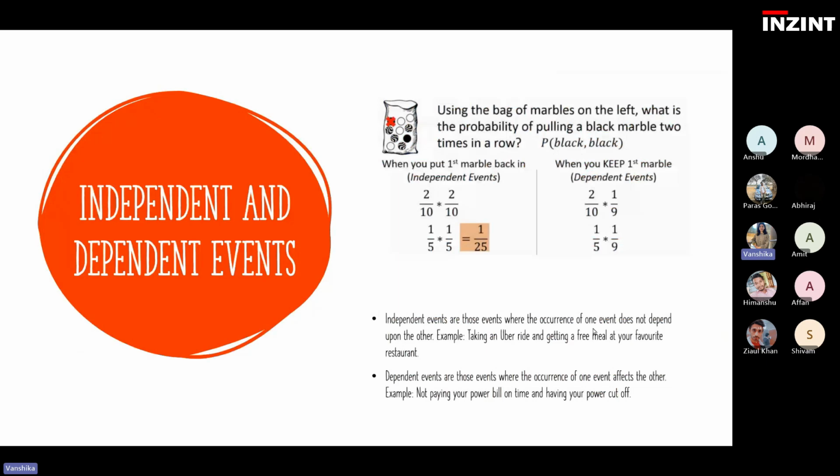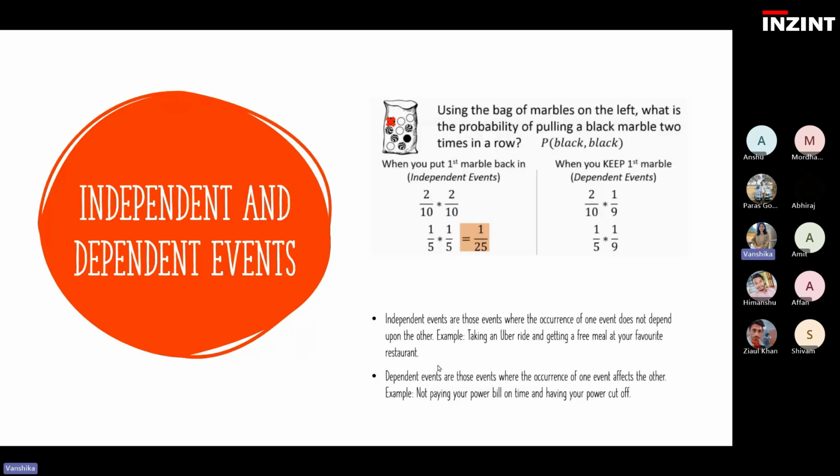For example, if I say कि I am tossing a coin, what are the chances of getting head? तो head के chances, they are not in any way related to getting a tail, right? Getting a head and getting a tail, both are different events. So such events are independent. There is also an example, taking an Uber ride and getting a free meal at your favorite restaurant. Both of these events are independent. An Uber ride has no relation with getting a free meal at your favorite restaurant.